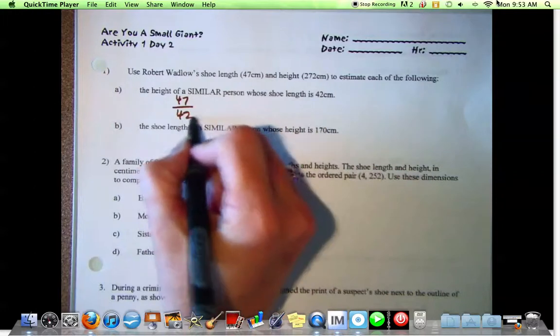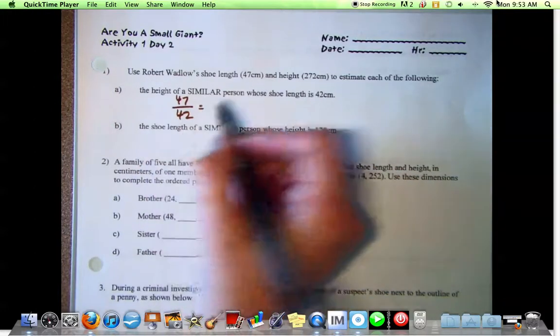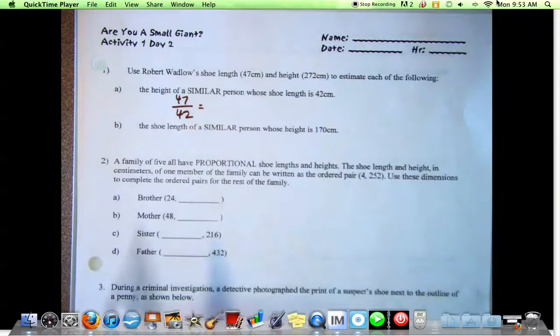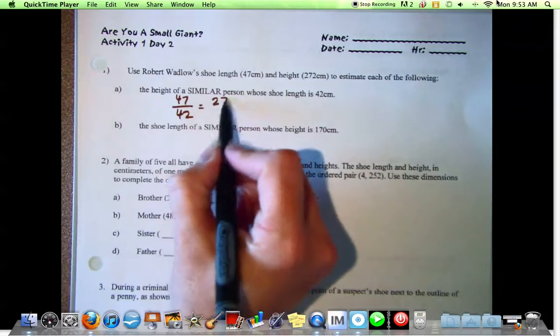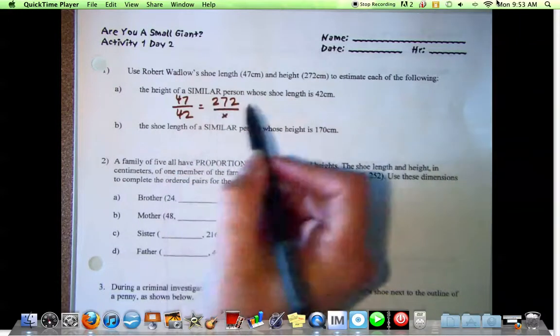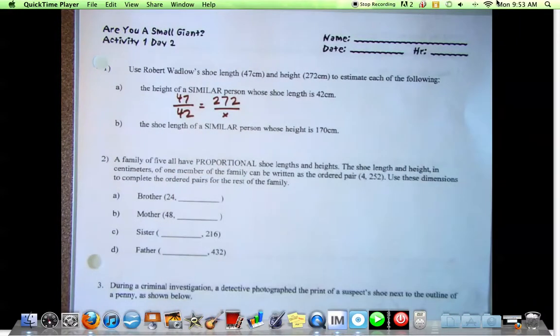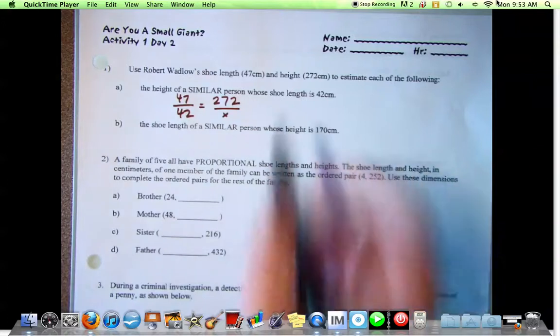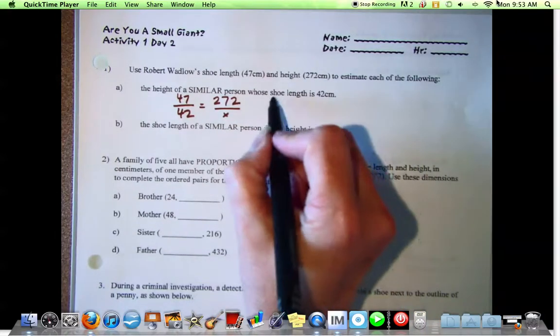42. And we set that equal to what? 272 over x. All right, so now what do I do? Okay, what am I going to cross multiply? 47x.